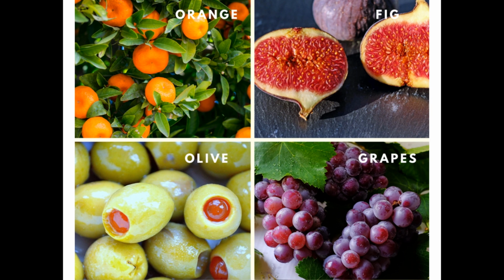Trees in the Mediterranean region have the capacity to adapt themselves during the dry summer. Their thick barks and wax-coated leaves help them to reduce transpiration. Transpiration is nothing but evaporation of water from plants.